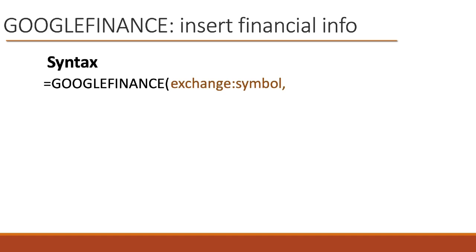Okay, then we have a comma. Then the rest of the arguments are optional. That's why we have them in brackets. So the second argument is the attribute. There's a whole bunch of attributes we can use, and I'm going to show you what some common ones are in a moment. Comma. Then if you want a particular date, you can put that in. If you don't put in a date, it will show you the information for the current day or the most recent day if you do it on a weekend.